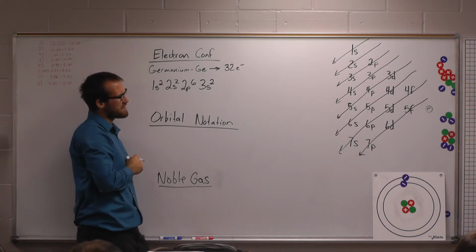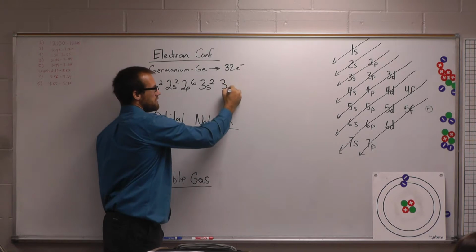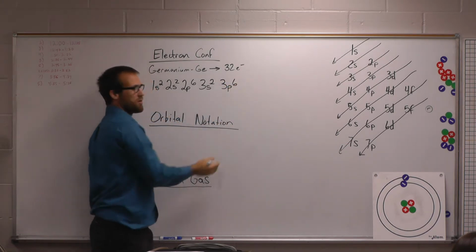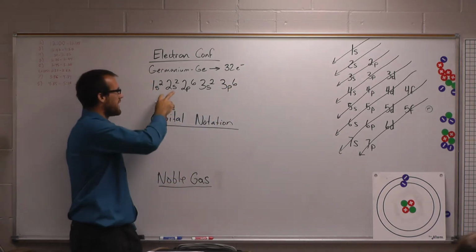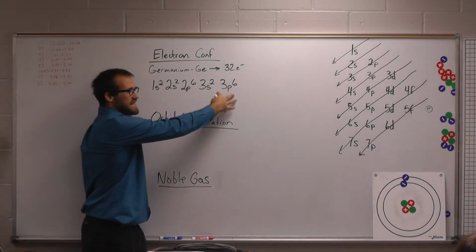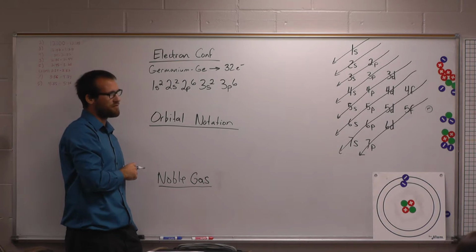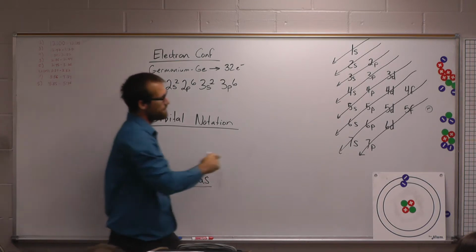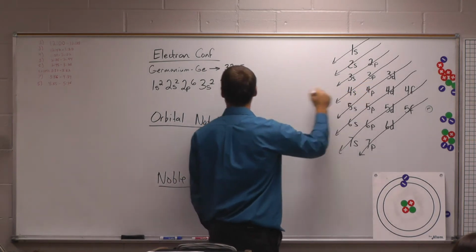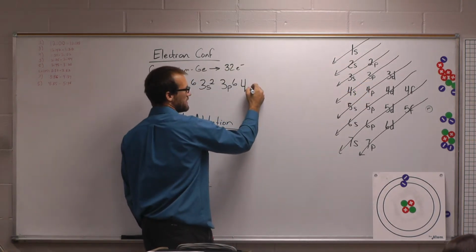Brevin, what comes after 3s? 3p. And how many can fill the p? 6. Let's count where we're at, right? Because we don't want to go over it. We got 4, 10, 18. We got a ways to go yet, correct? After 3p, what comes after 3p? 4s. How many fill it? 2.